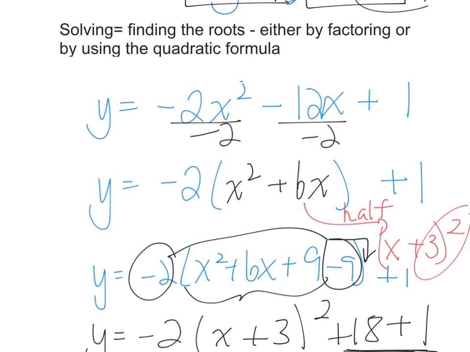So my vertex is going to be opposite of what's in the brackets, negative 3 instead of positive 3, and positive 19. When we look at this question, we could have been asked the maximum value. In this case, the maximum is 19 when x is equal to negative 3. So that's completing the square. It allows you to find the vertex. The vertex is what you're going to find if you're asked for the maximum or the minimum value.